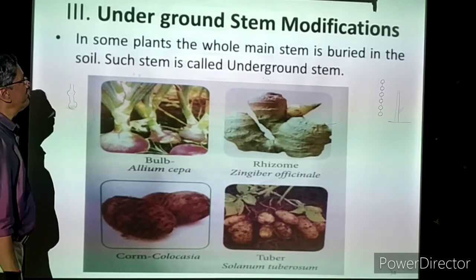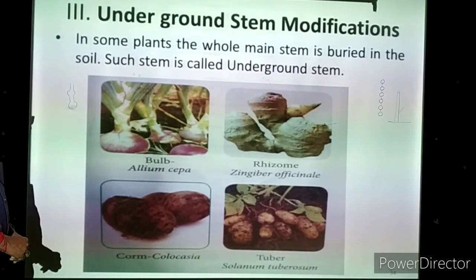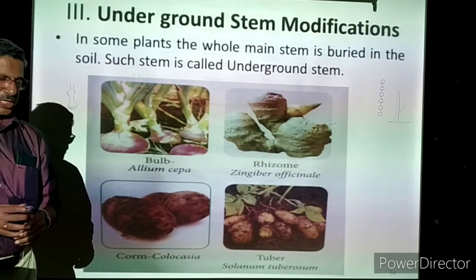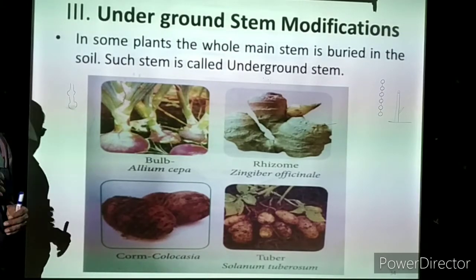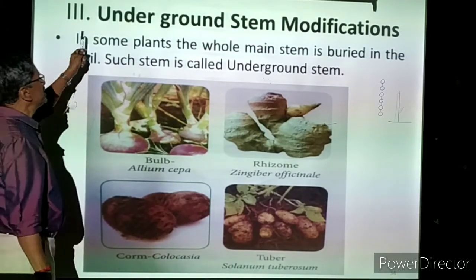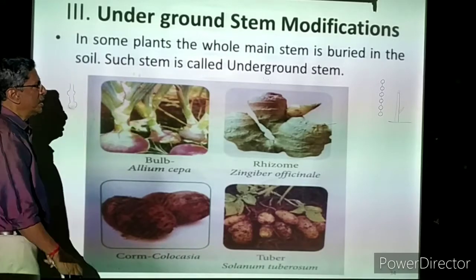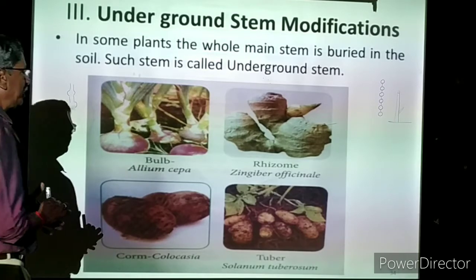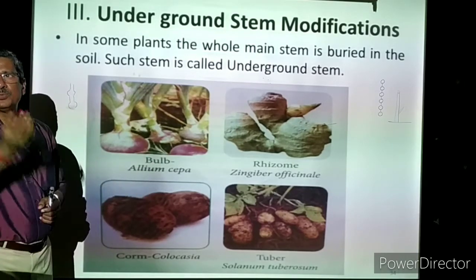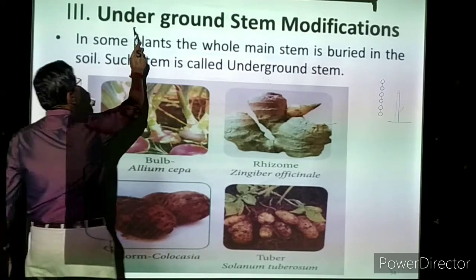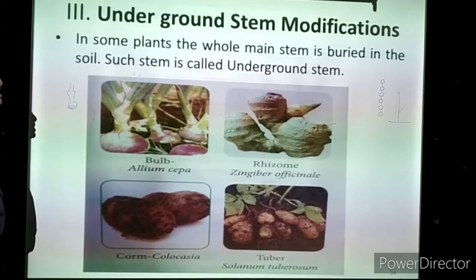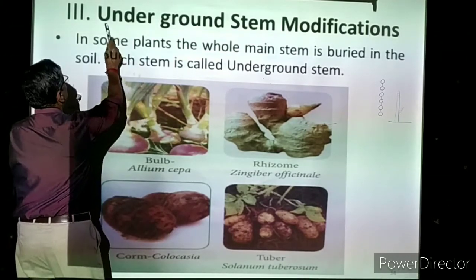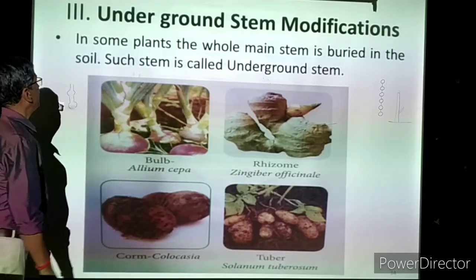Now we are coming to the third modification, underground stem modification. First, aerial modification is over. Next, subaerial modification is also over. Third one is underground stem modifications. Now in some plants the stem is totally buried into the soil. Totally buried. Not even a small portion of the stem is visible above the soil. Such a type of stem we can call an underground stem. They are modified. They are changing the shape, size, structure to perform some special function. That is called the underground stem modification.